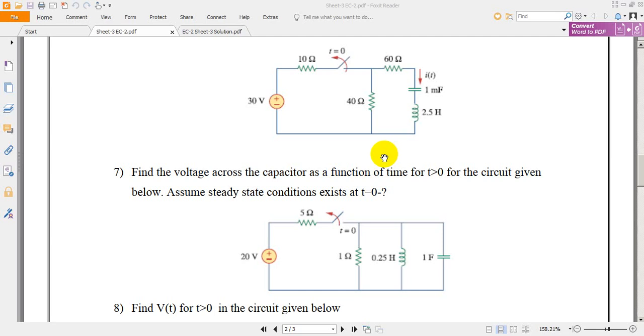To start with, we have an RLC parallel circuit connected in series with the 5 ohm resistance, which is supplied by a 20 volt power supply. We need to identify the voltage across the capacitor as a function of time, assuming the steady state conditions exist at t is equal to 0 minus. It means before the switching operation, the system is in steady state conditions.